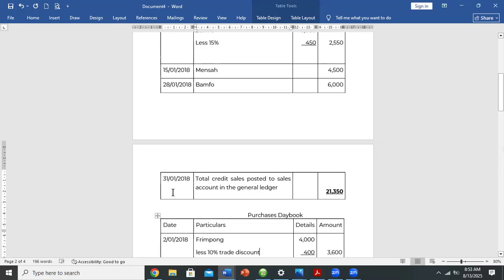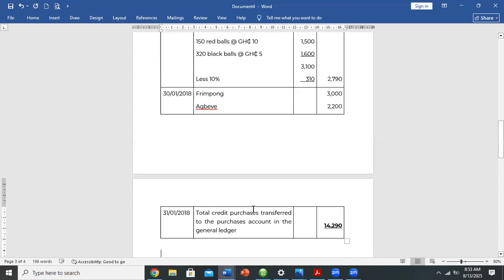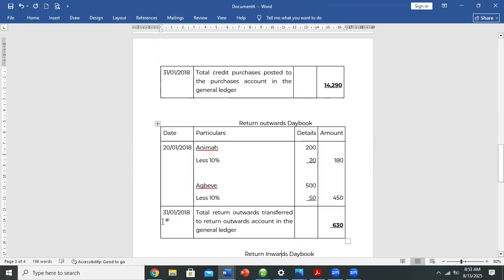You do the same for the purchase day book. You sum up the totals, and you indicate this is total credit purchases posted. If you use transferred, it's the same thing. Posted to, this time, the purchases account in the general ledger, again using the closing date. You do the same totals for your return inwards and return outwards day books. For the return outwards, we had a total of 630. Again, you give the particulars, which is total return outwards posted to return outwards account in the general ledger. You see that they rhyme, right?